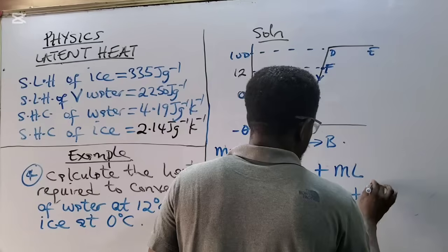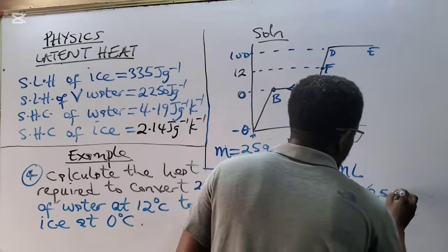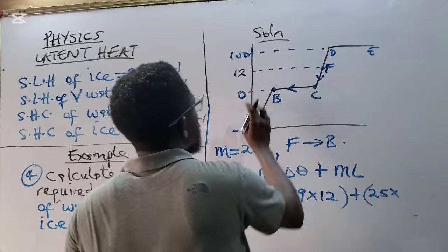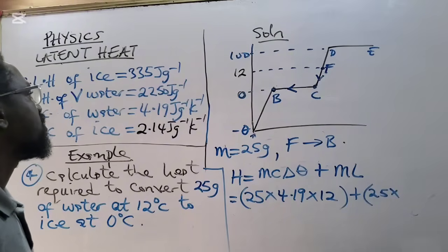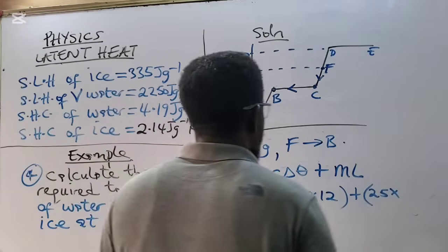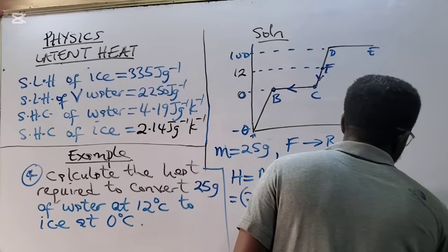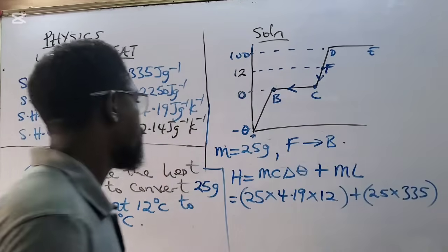Then plus mass of water, say 25. Then from here to here, I'm going to have a specific latent heat of what? Fusion. Specific latent heat of fusion of ice, which is what? 3,315.